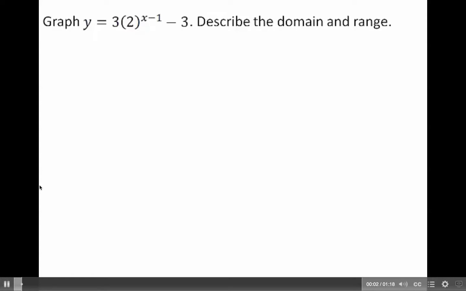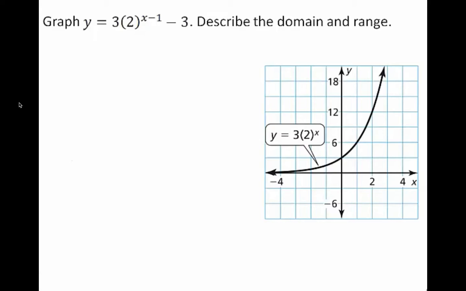Graph y equals 3 times 2 to the power of the quantity x minus 1, minus 3. Describe the domain and range. Begin by graphing y equals 3 times 2 to the power of x. Notice that the equation is of the form y equals a times b to the power of the quantity x minus h, plus k. Rewrite the equation to identify h and k. Here h is 1 and k is negative 3.